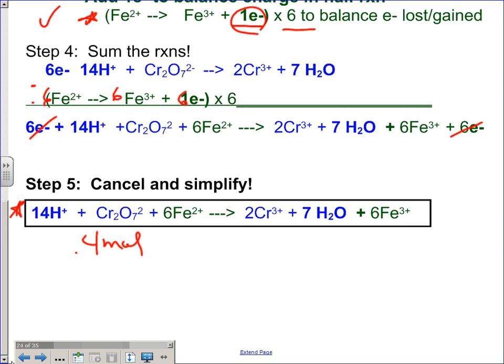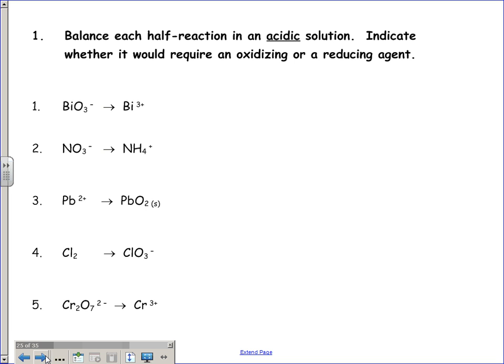So if you were given in the problem 4 moles of the dichromate, and I asked how many moles of this you could make, you would do 2 to 1. So 2 moles of chromium 3 plus are made for every 1 mole of the dichromate used. Therefore, I'm able to make 8 moles of the chromium 3 plus. So this is just a new way to do stoichiometry. It just has a process before we get there. Okay? All right. Let's do 2 or 3 of these.